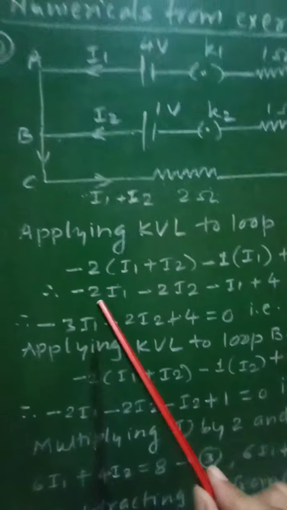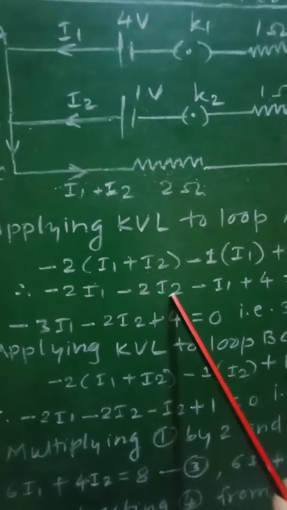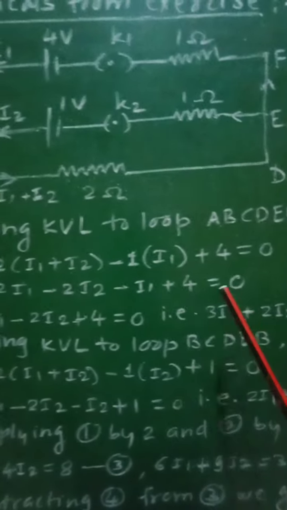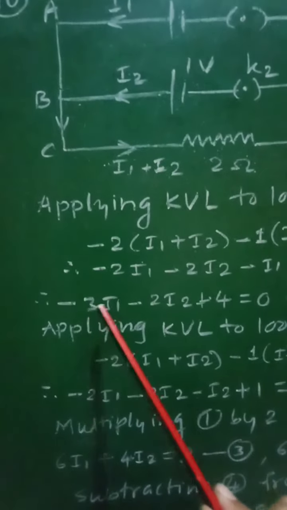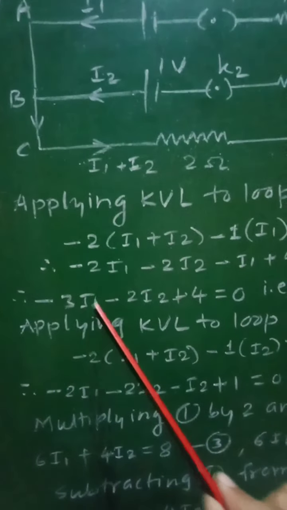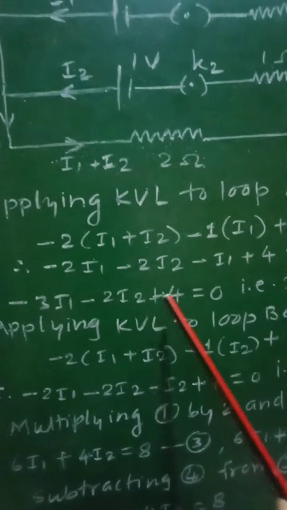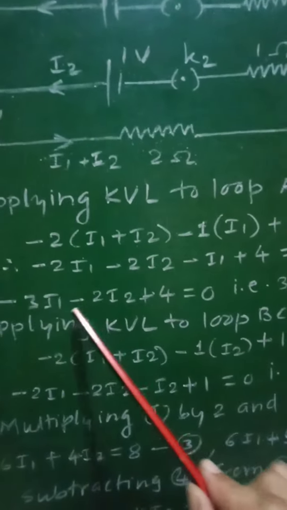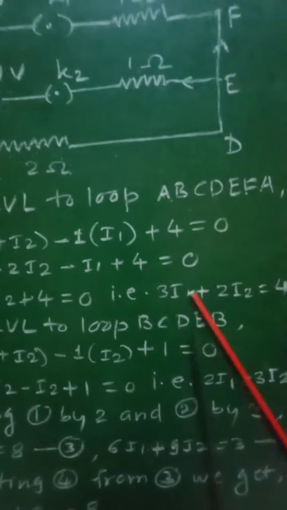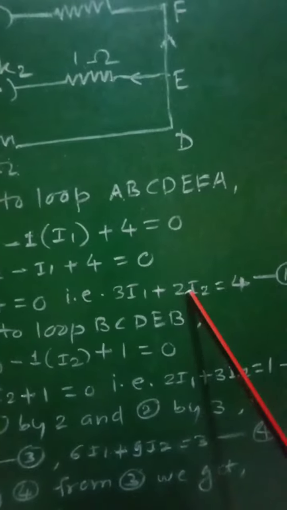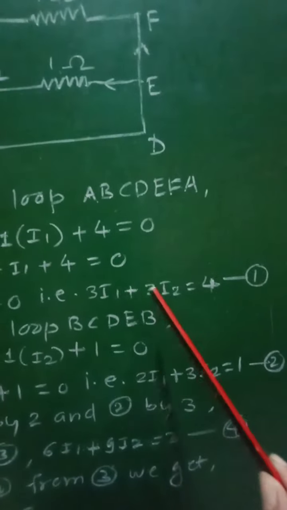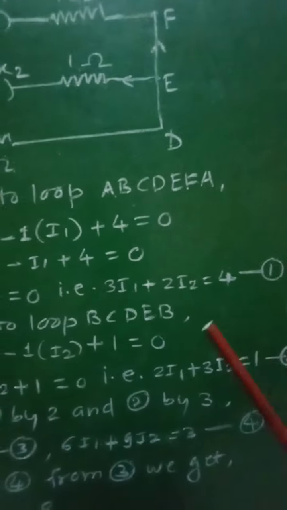Solving this, we will get minus 2 I1 minus 2 I2 minus I1 plus 4 equal to 0. Therefore, minus 2 I1 minus I1, that is minus 3 I1, minus 2 I2 plus 4 equal to 0. Now, shifting the terms of I1, I2 and 4, we can write 3I1 plus 2I2 equal to 4, equation number 1. 3I1 plus 2I2 equal to 4.